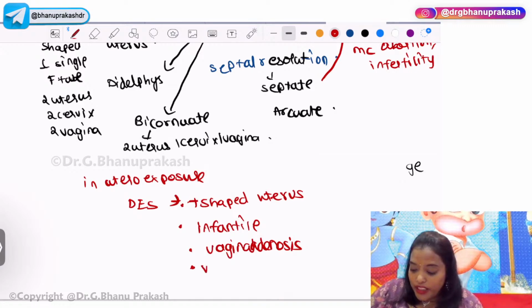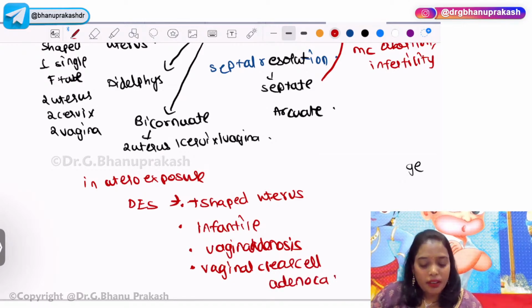It will cause vaginal clear cell adenocarcinoma. Vaginal clear cell adenocarcinoma.